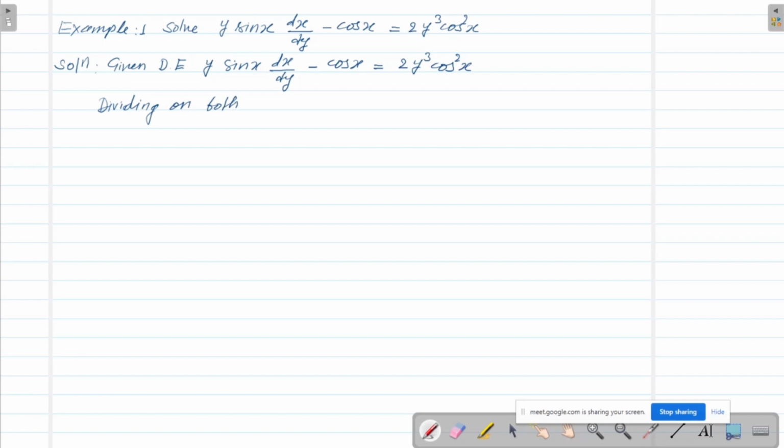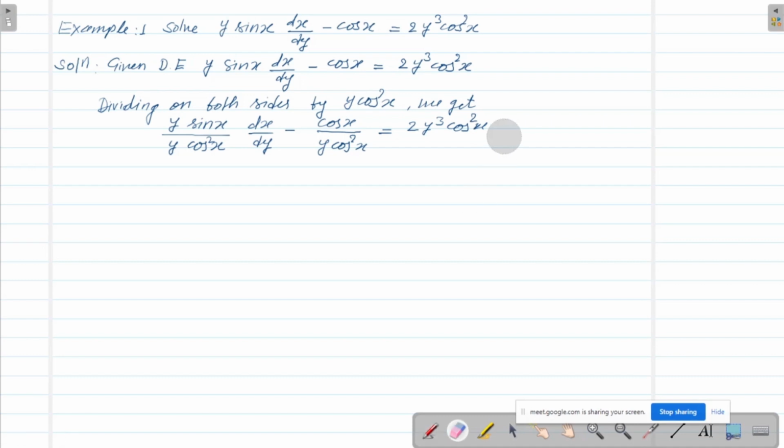Dividing on both sides by y cos²x, we get y sin x divided by y cos²x dx/dy minus cos x divided by y cos²x equals 2y³ cos²x divided by y cos²x. Let us simplify. This y cancels, and we write here sin.